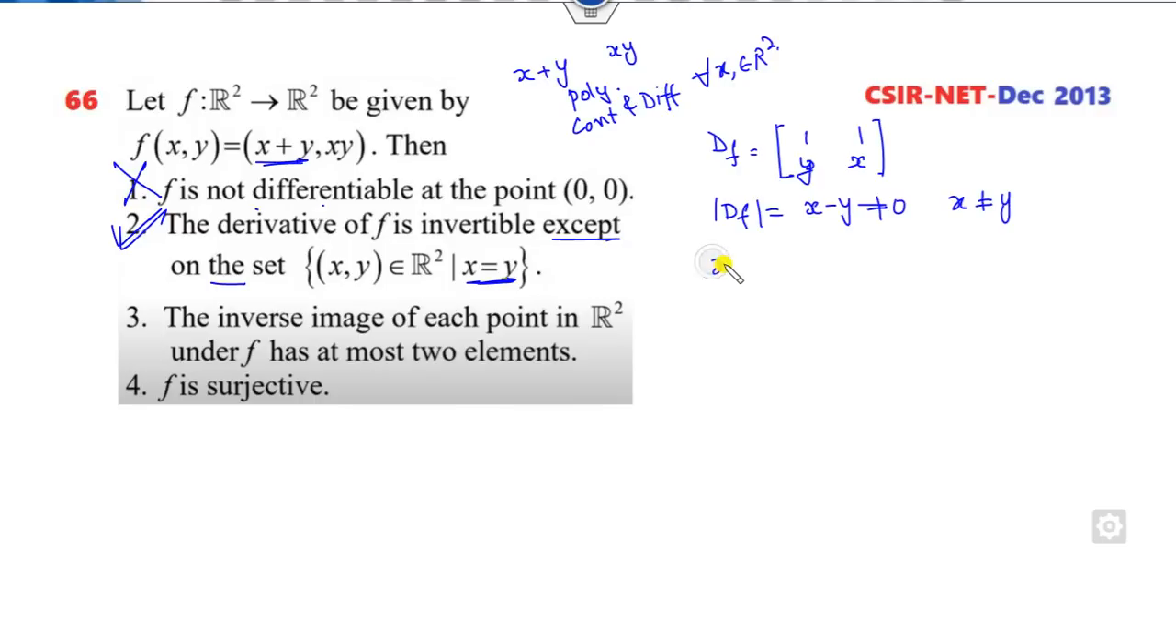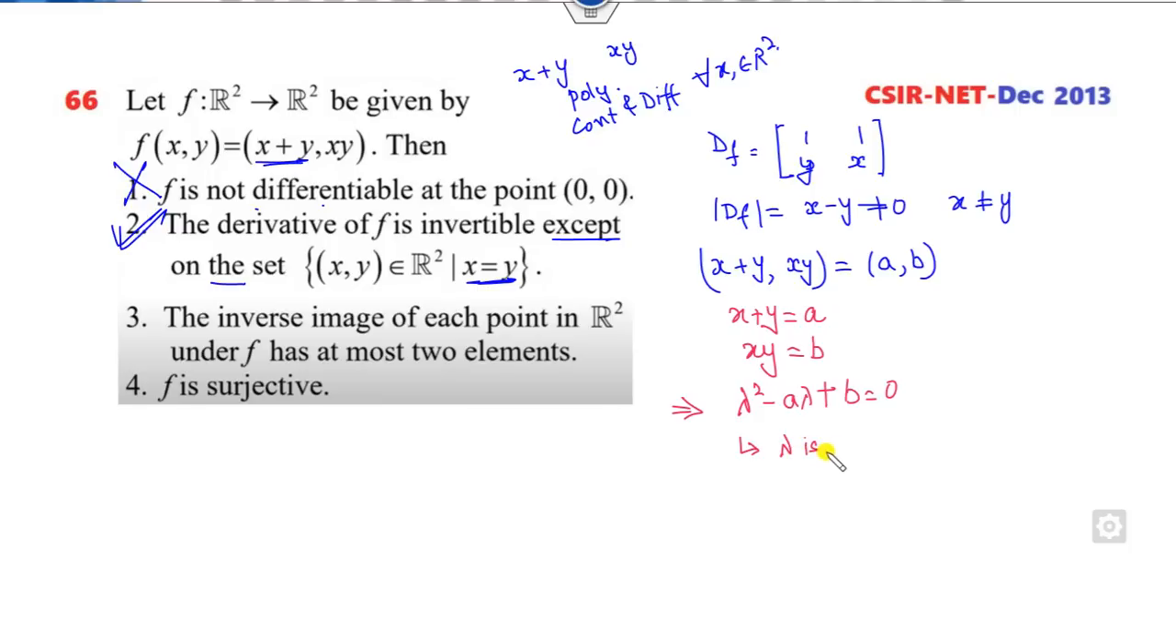Inverse image of each point has at most 2 points. How can you find the inverse image? If I consider this as (a, b), what is the meaning of that? x plus y is a, xy is b. So the sum of the roots is a, and the product is b. So lambda is in a quadratic whose roots are x and y. How many points are there? At most 2 roots. If they are distinct, there are two; if they are equal, then they are equal. So at most 2 elements corresponding to each point is the right answer.